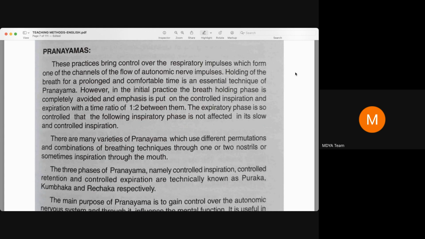So let's cover one more topic, then we'll end our session. Pranayams. What do you understand by this term pranayam? Pranayam. Anyone? Ma'am, how prana urja is used in the body. I don't understand. Yeah, say it again.